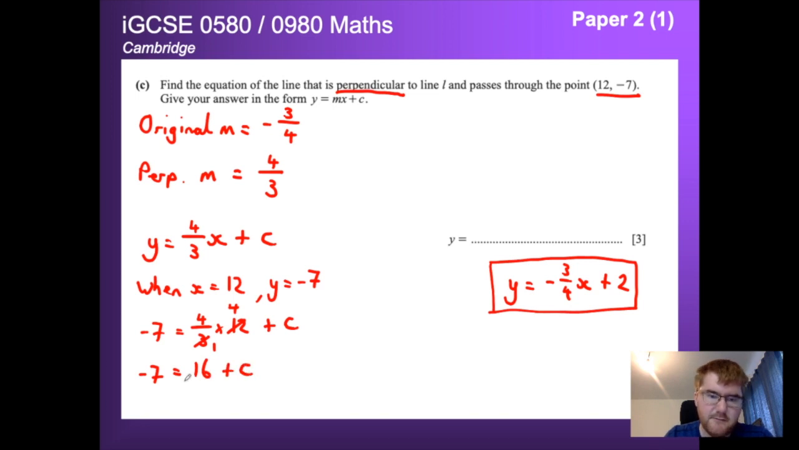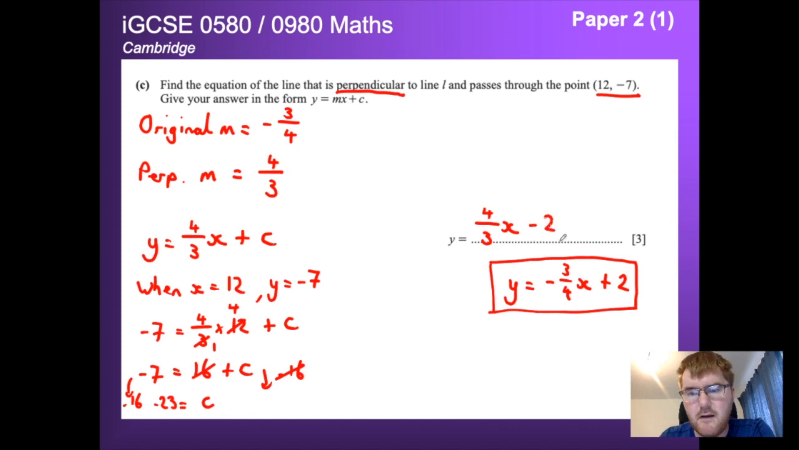And so if we want to work out what c is, we want to get it on its own. What's the opposite of plus 16? Minus 16. Standard equation stuff. And please don't make a mistake here. So we get c on the right-hand side. Minus 7 minus 16 is equal to minus 23. Just be very careful with that. So we combine it all together. So we have our 4/3 x for the gradient, and then minus 23 for our y-intercept.